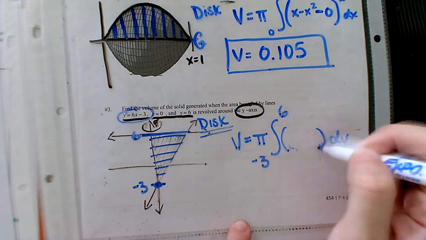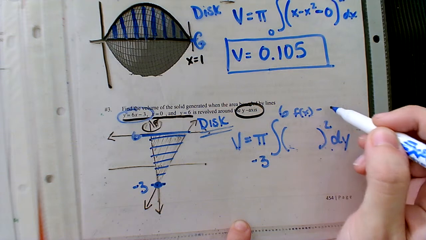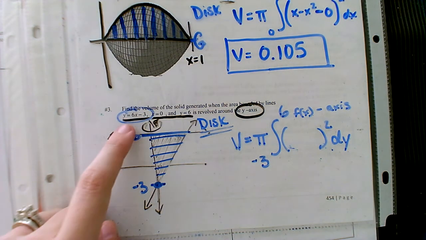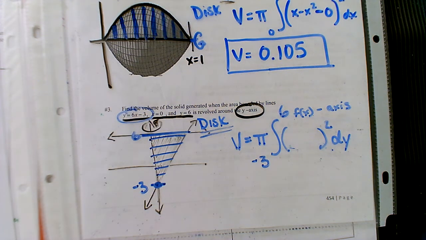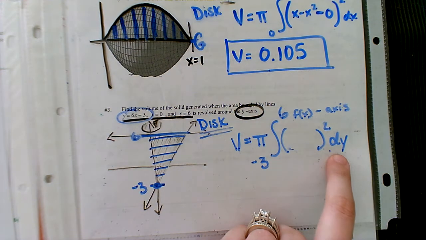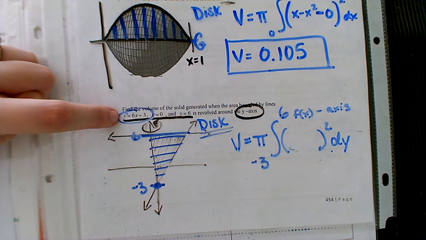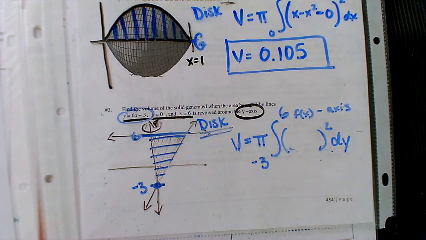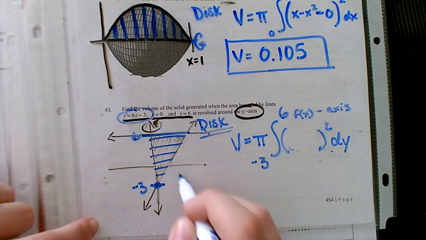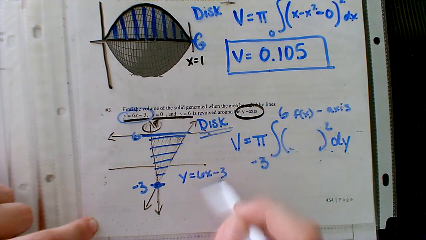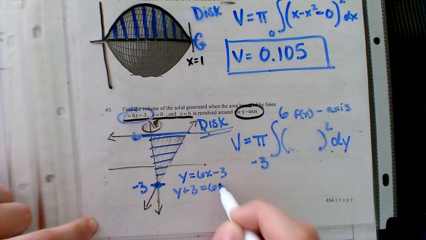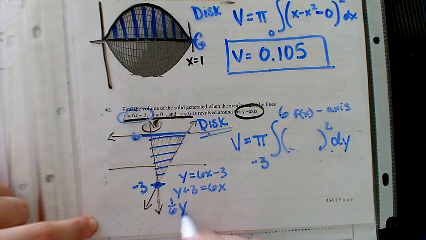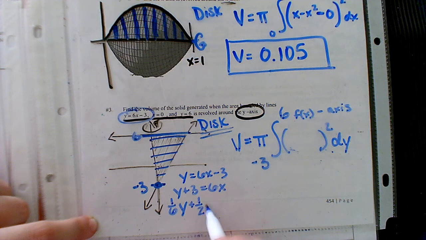Since it's a disk method, we're going to have to figure out function minus axis. Now the function they gave us was 6x minus 3, but we don't want x's in our function because we are revolving around the y-axis. So how can we change this function to have a y variable in it instead of that 6x minus 3? Yeah? Solve for x instead. Let's solve for x. All right, so let's try to get the x all by itself. We can add the 3 and then divide by 6. So we have 1/6 y plus 1/2.